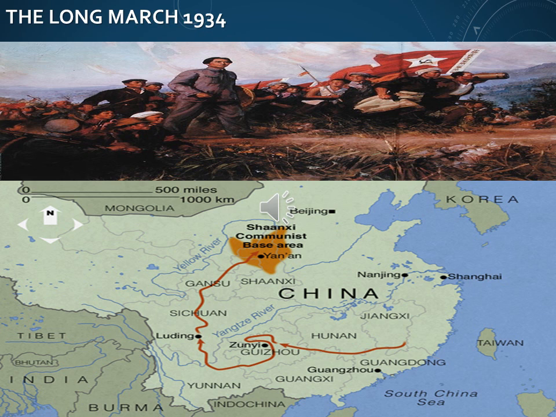In 1934, the Communist army of about 100,000, that is 1 lakh, set out on the Long March. This march has become legendary. Of the 100,000 who set out, only 20,000 finally reached the northern Shensi. You can see this in the map.